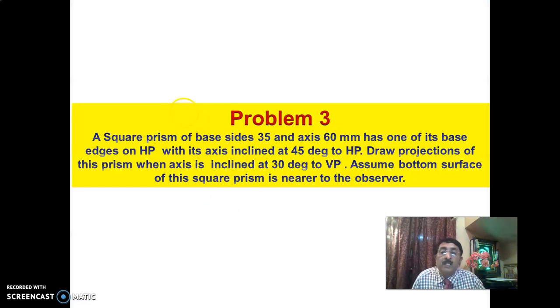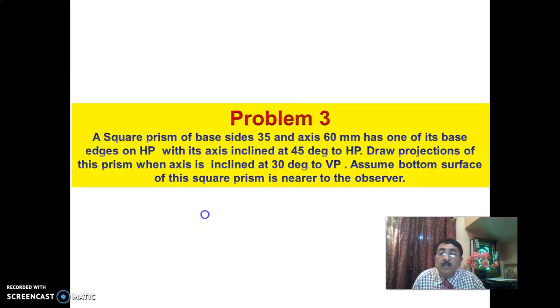This problem says, that is problem 3, a square prism of base size 35 and axis 60 has one of its base edges on HP with its axis inclined at 45 degrees to HP. Draw projections of this prism and axis is inclined at 30 degrees to VP. Assume bottom surface of the square prism is nearer to the observer. It clearly says draw projections of the prism and axis is inclined at 30 degrees to VP, means you know very well under such circumstances you have to undergo beta construction, which will be explained later in this session.